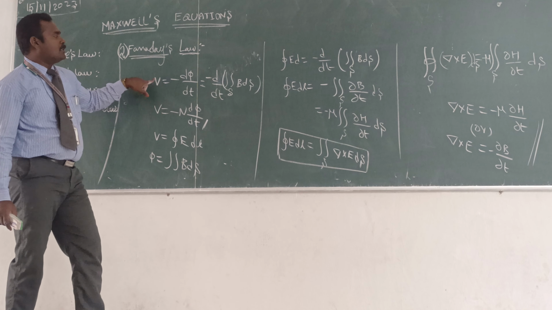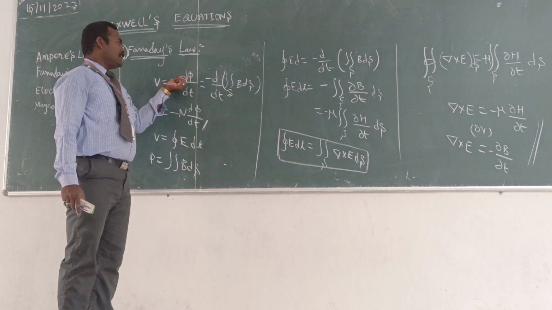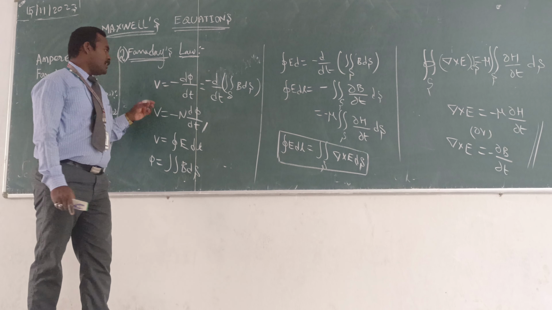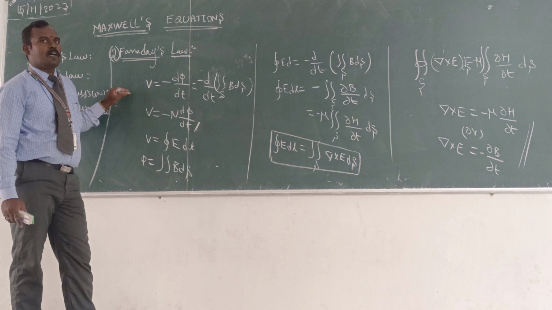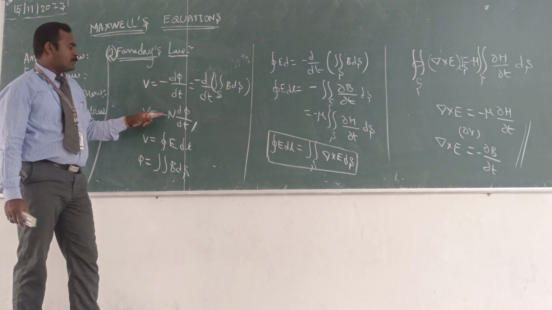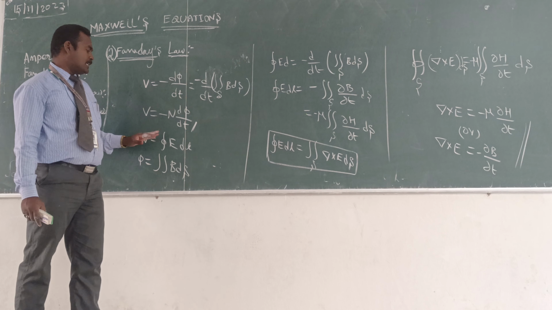So V is equal to minus dΦ by dt, right? Minus dΦ by dt. Again, if you consider the number of turns N in the coil or winding, then V is equal to minus N into dΦ by dt. That is another relationship.